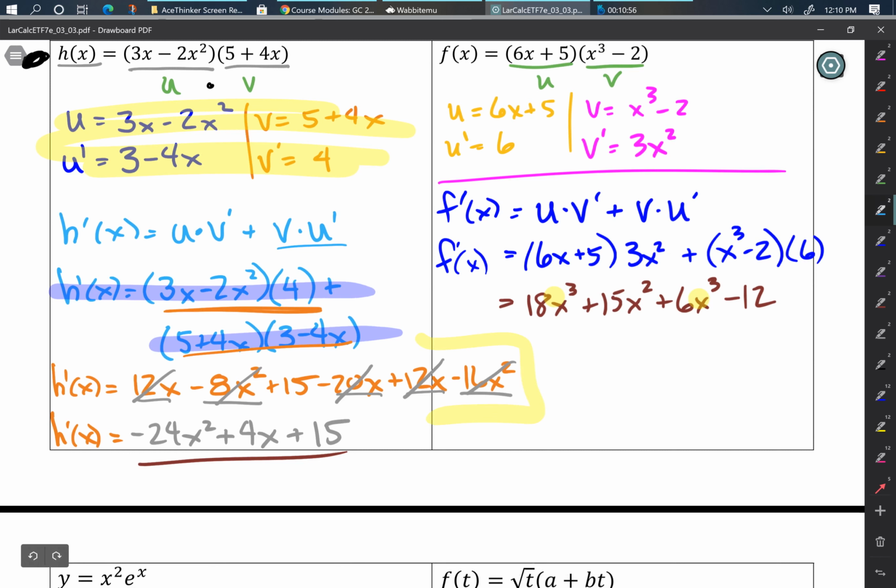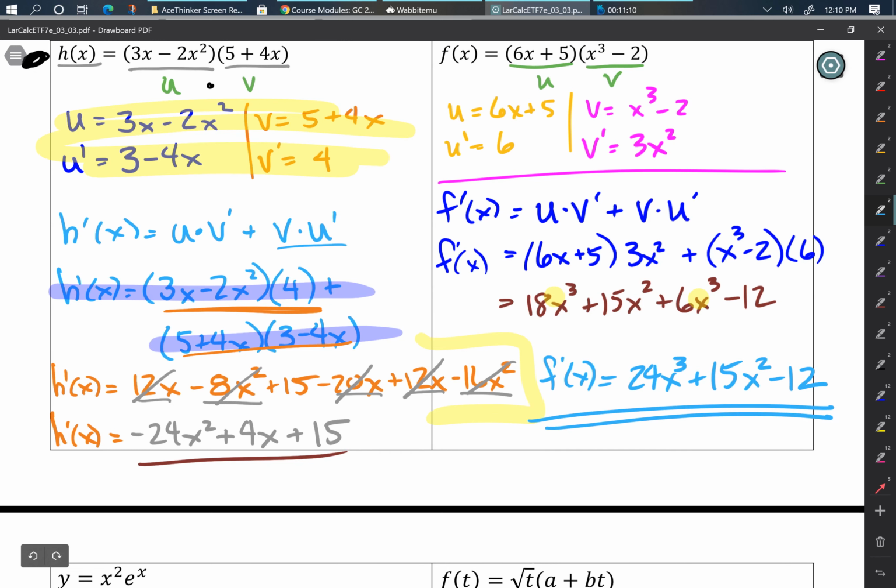So then putting it all together, in the end, I get that the first derivative, f prime of x, is going to be 24x cubed plus 15x squared minus 12. And there is my derivative using the product rule.